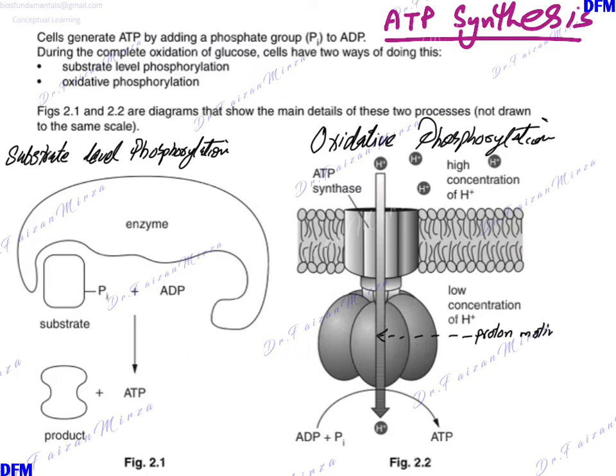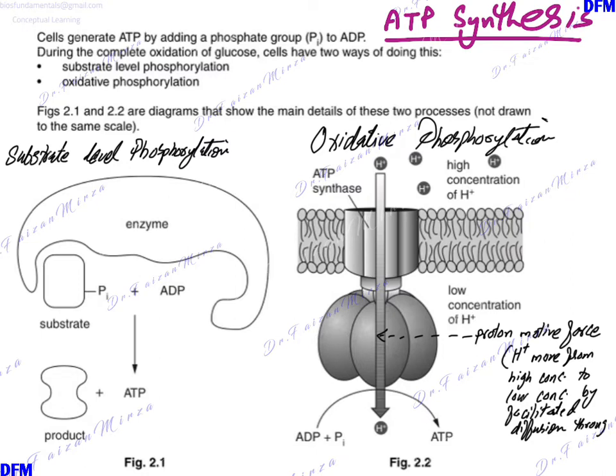This is called the proton motive force. As H+ moves from a region of high concentration to a region of low concentration, energy is released, and this energy is used to couple ADP and Pi together to form ATP. This process is called chemiosmosis.